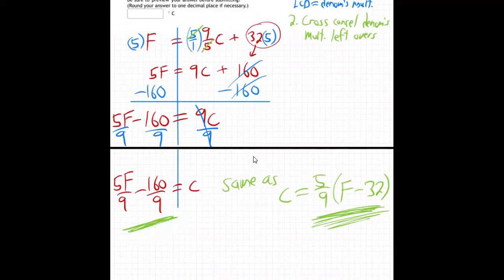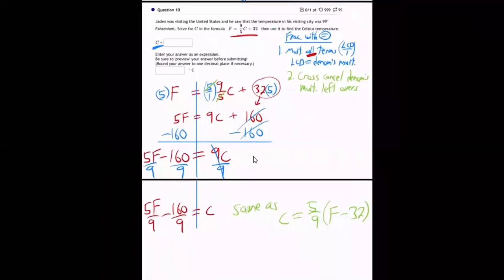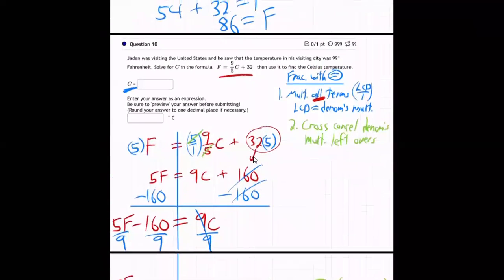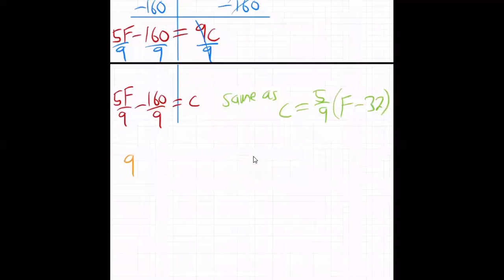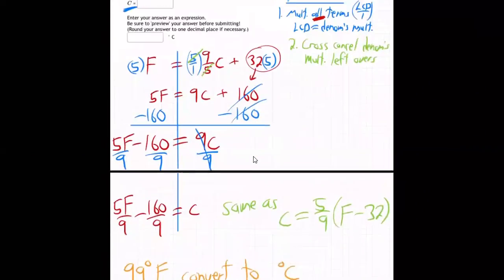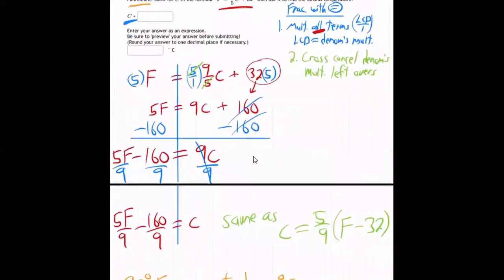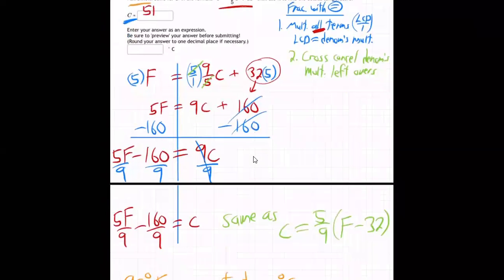What do we need to do for part 2? We need to plug in now. So now in part 2, coming up here, 99 degrees Fahrenheit. So now 99 degrees Fahrenheit, we need to convert that to degrees Celsius, right? So up here, let me write the answer. Up here, you put your first answer, which was 5F over 9 minus 160 over 9.